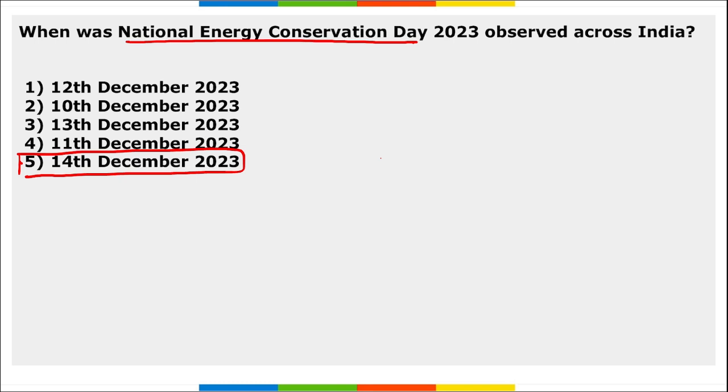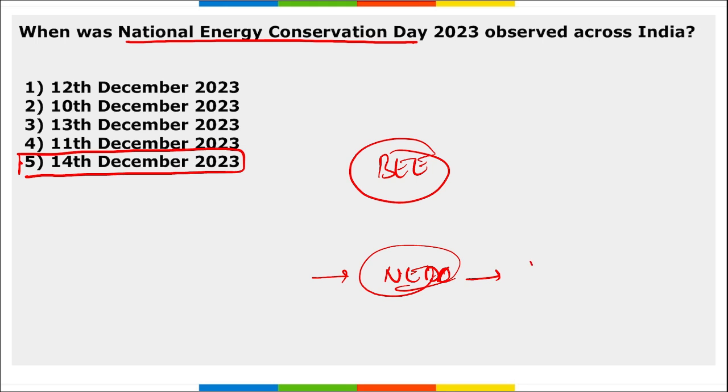Right? And this National Energy Conservation Day is observed by which organization? By BEE, that is your Bureau of Energy Efficiency. President Draupadi Murmu also graced the National Energy Conservation Day event that was held in Vigyan Bhavan in New Delhi.